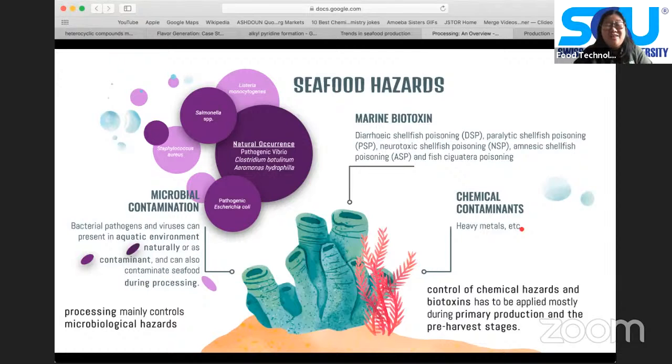This is because shellfish work as a filter for the aquatic environment. So many of the chemical hazards and toxins might accumulate in shellfish. This biotoxin and chemical contamination can be controlled, but the control should be applied mostly during primary production and the pre-harvest stage, for example with water treatment and also control of the water quality.